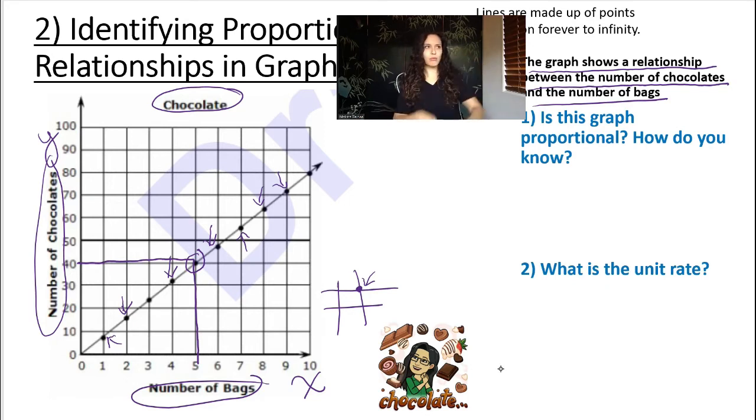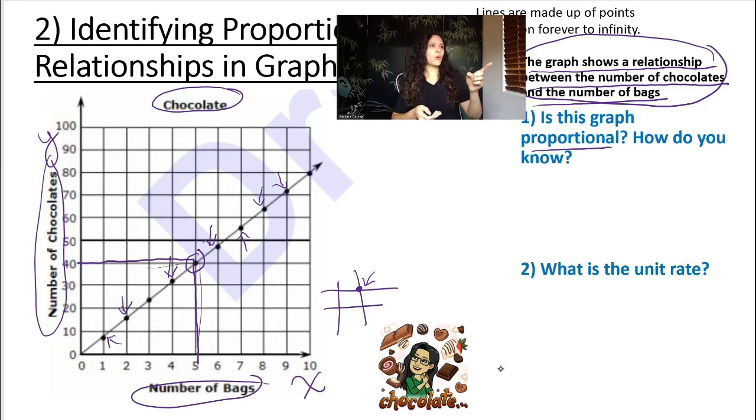Usually the problem will tell you this is a proportional relationship, and you can directly tell it's a straight line and goes to the origin. But right now it says it shows a relationship. Is this proportional? Yes. How do you know? It's a straight line and it goes to the origin. Remember, I taught you how to just identify it, but let's just prove it.